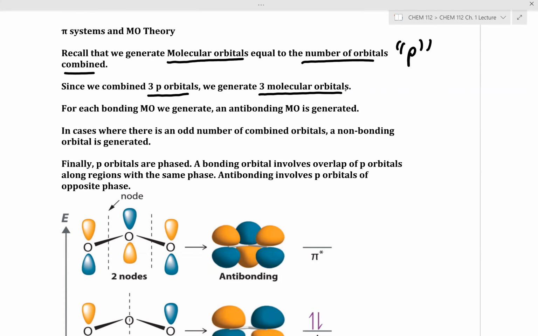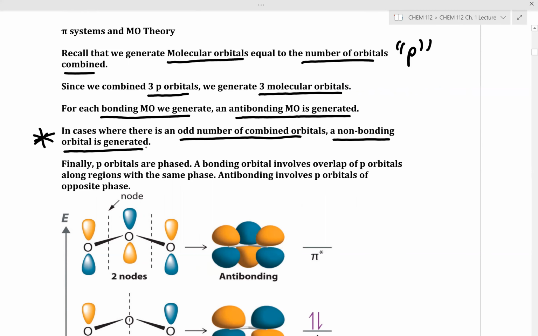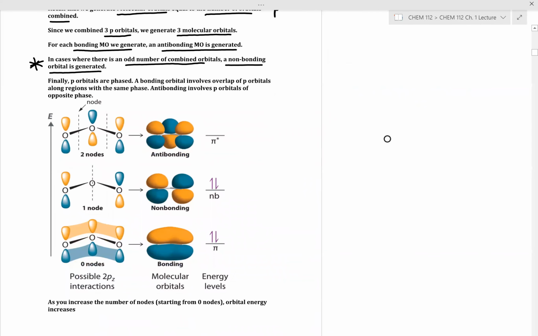Just like when we formed our bonding molecular orbital, every time we form a bonding molecular orbital, what other type of molecular orbital is generated? Bonding and its counterpart, anti-bonding, exactly. For each bonding MO we generate, an anti-bonding MO is made. There's one small subtle distinction that occurs when we have an odd number of orbitals. If you have an odd number of combined orbitals, a quote-unquote non-bonding orbital is generated, where the electrons are neither bonding nor anti-bonding. So let's get a sense of how this pans out with regards to phasing.